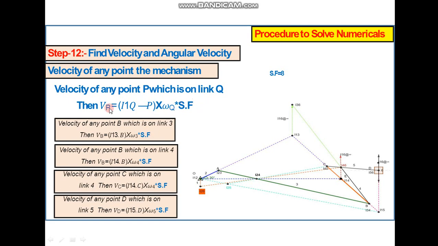You can see this, all these velocities are found out by using this formula. This is all the procedure for finding angular velocity and linear velocities by using the ICR method.